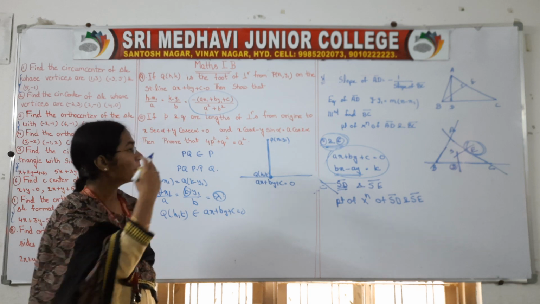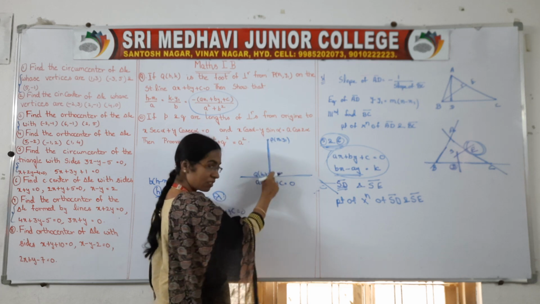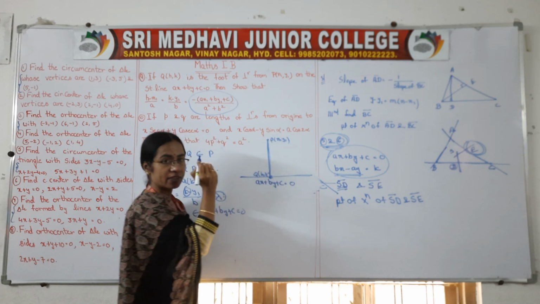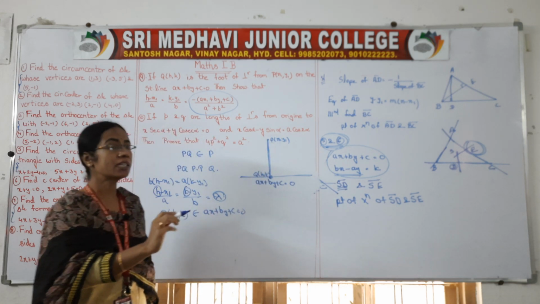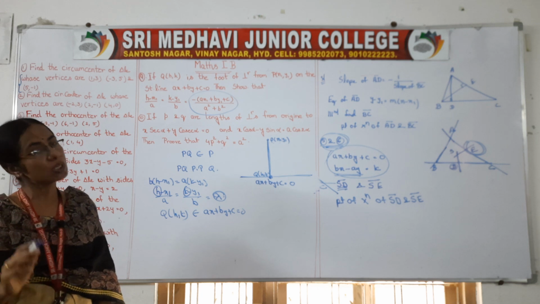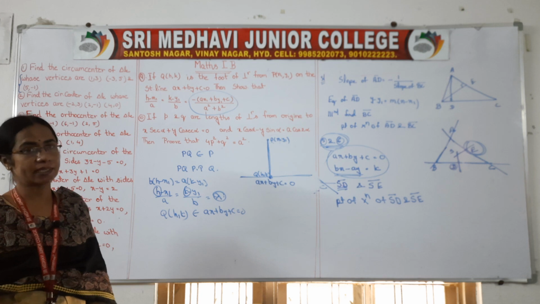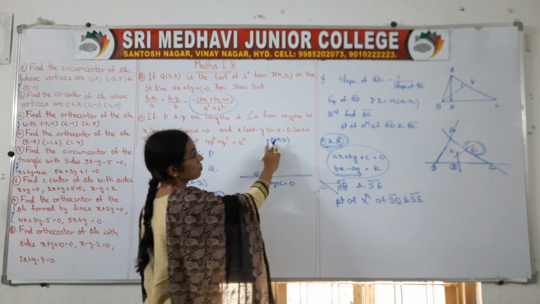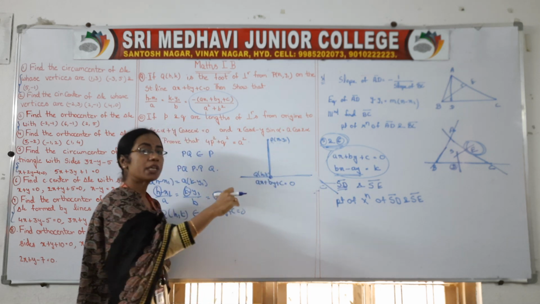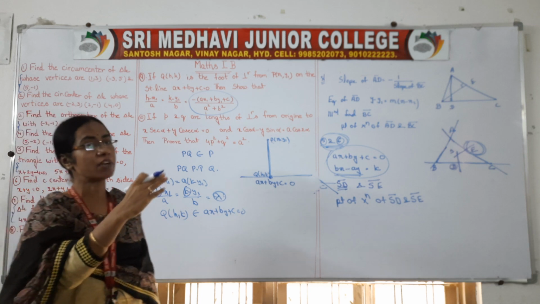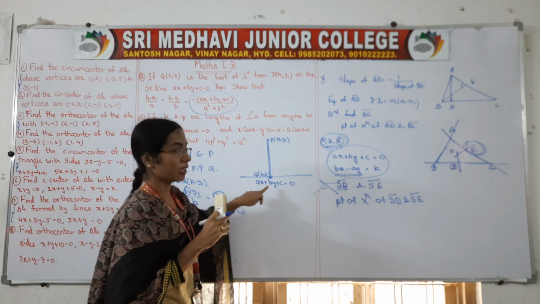Once again, PQ. Here it is given that Q is the foot of the perpendicular. Q(h, k) is the foot of the perpendicular from P(x1, y1) on the line Ax + By + C = 0. Then show that value. That is the theorem. Whenever Q is the foot of the perpendicular, it means PQ is perpendicular to Ax + By + C = 0.